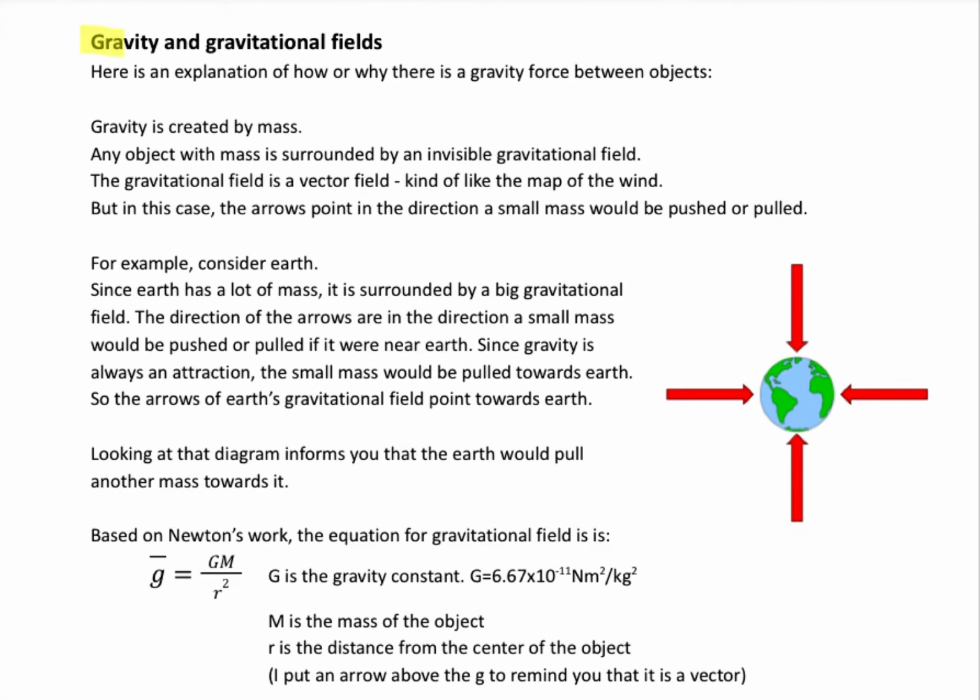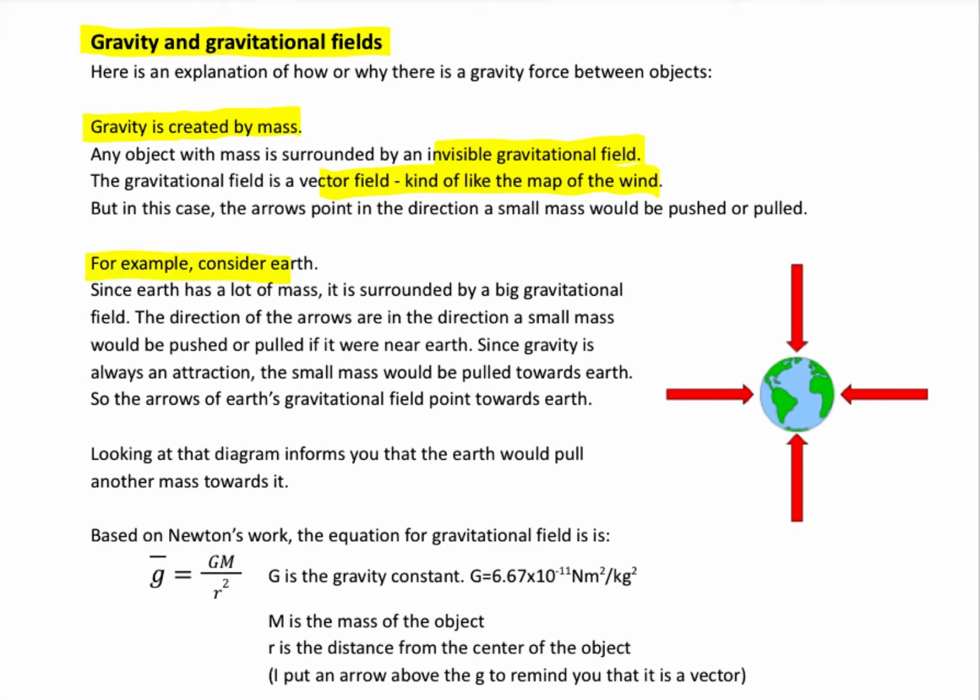We're going to backtrack and talk about gravity. In grade 11, we learned Newton's gravitational force, and we reviewed it in grade 12, around when we were doing satellite motion. It's the same thing as before, but I want to set up gravity so that electricity clicks a little bit easier. The logic behind gravitational field theory is that gravity is all about mass. Any object with mass is surrounded by an invisible gravitational field. The vector field is kind of like a map of the wind. It's a bunch of arrows that describe, in this case, the gravitational force the mass would put on something else.